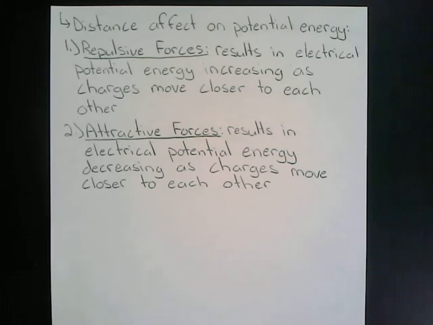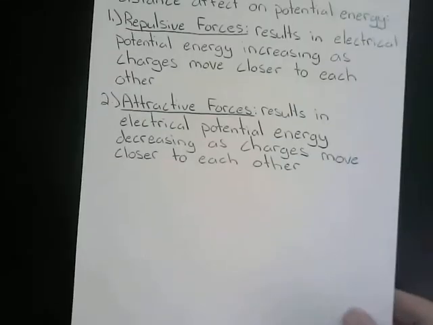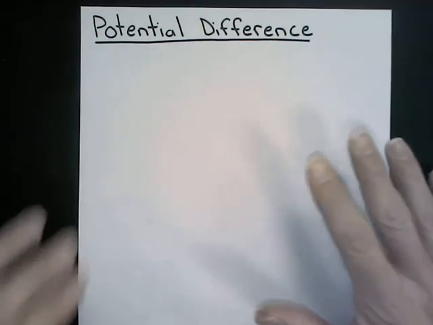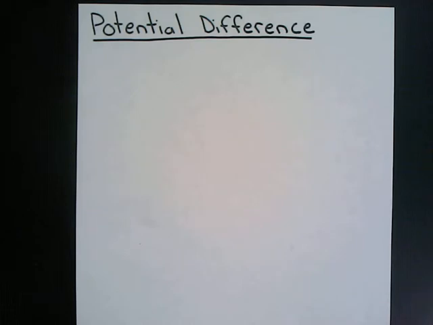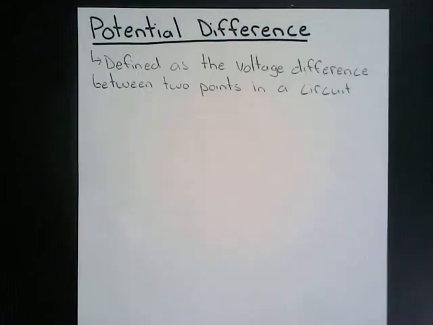Okay, so now we can talk about the potential difference. We've talked about potential energy, and we move to another concept we know as potential difference. The potential difference is defined as the voltage difference between 2 points in a circuit. To put it in another perspective, the potential difference is equal to the change of electrical potential energy of a charged particle divided by that plus or minus charge.